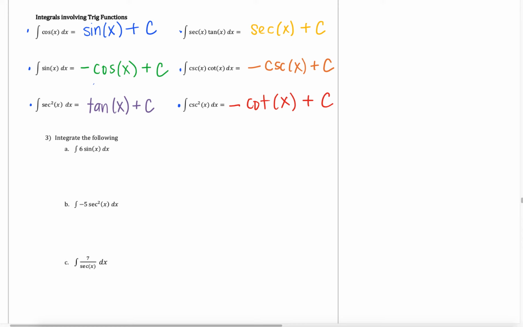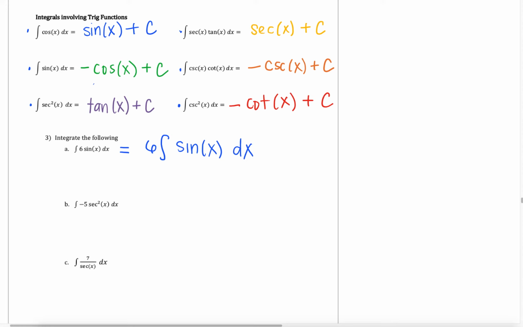So let's look at example 3a. We have the integral of 6 times sine of x dx. Well, I'm going to apply properties of integrals first, so I can take out that coefficient, so I get 6 times the integral of sine of x dx. And from here, if it's a basic integral, we want to just apply what the antiderivative is, and if it's not a basic integral, then we'll think about how we can use U-substitution to turn it into a basic integral.